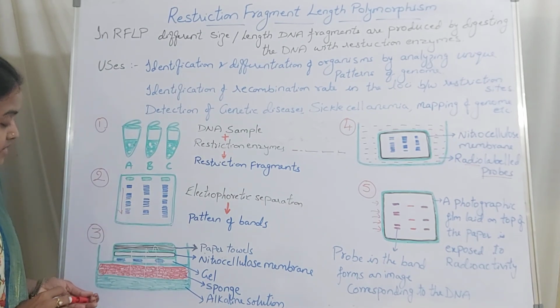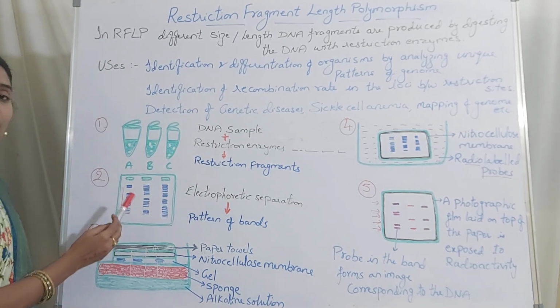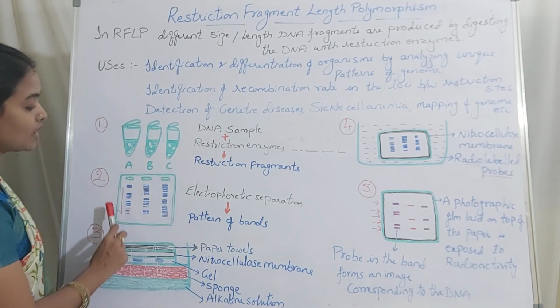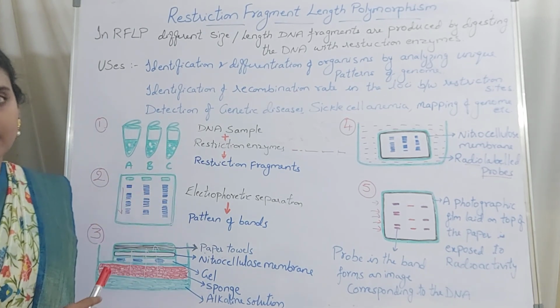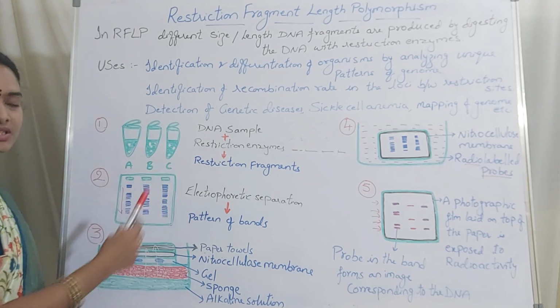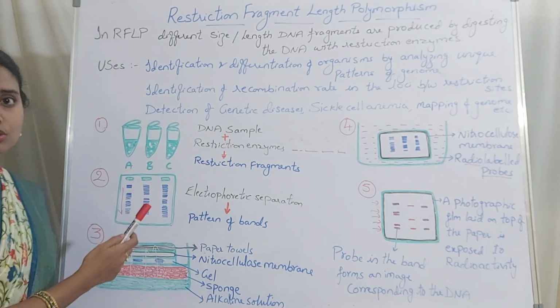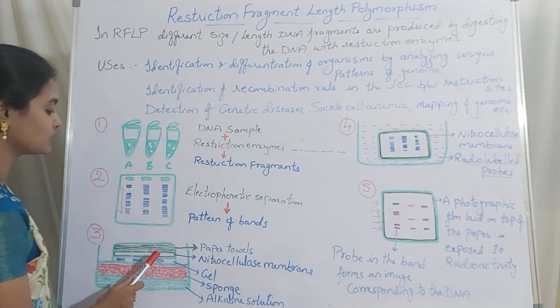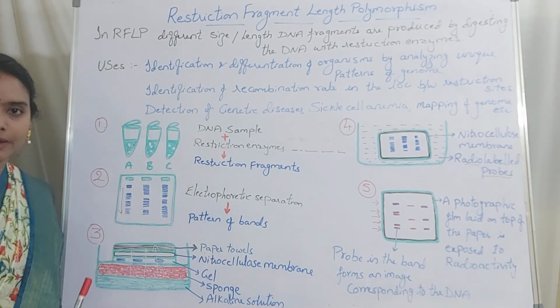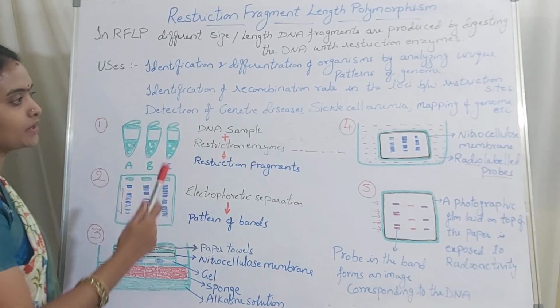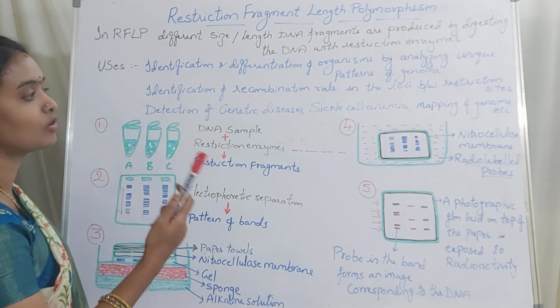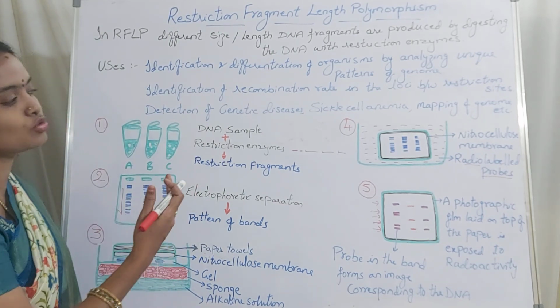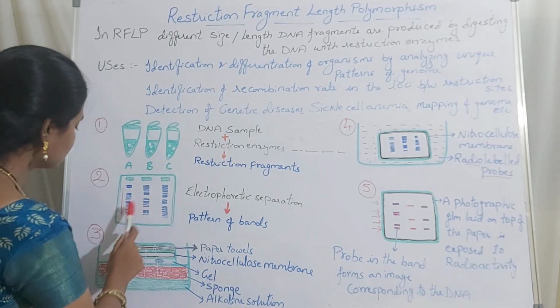So once there is an electrophoretic separation of the bands, you can't store this gel for a longer time or go for further studies, as it is very fragile to handle. So what do you do? You have to transfer them onto the nitrocellulose membrane paper, so that the paper is easy to handle, it will not react with anything, and it can be stored for a longer time. So here, see this setup.